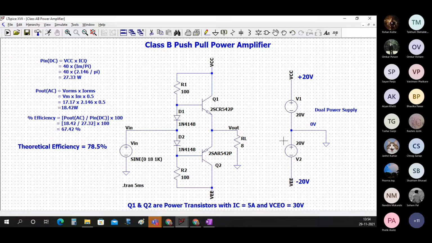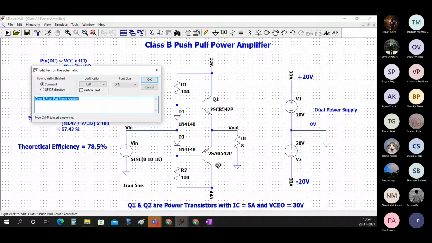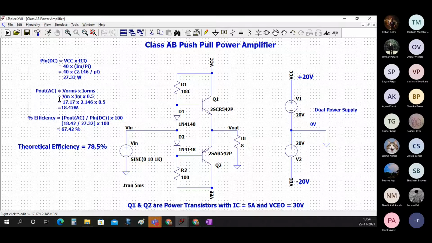Now this is going to be a class AB push pull power amp. So show me this circuit. I have not changed the transistors, but I have added diodes there because we know that the contact potential of the diode is 0.7 volts. So that thing will completely go away if we use this.